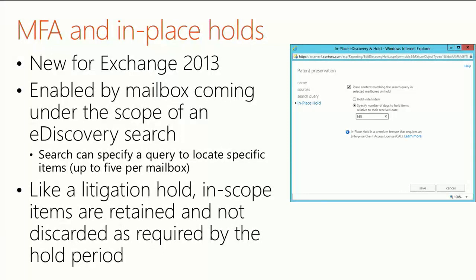In-place holds are the new form of hold, which was introduced in 2013. And this is the hold that basically says that we have a scope. We set a scope for the items that we are interested in. A retention hold and a litigation hold puts everything on hold. An in-place hold can set a scope. In other words, it can say, I'm only interested in these particular types of documents.